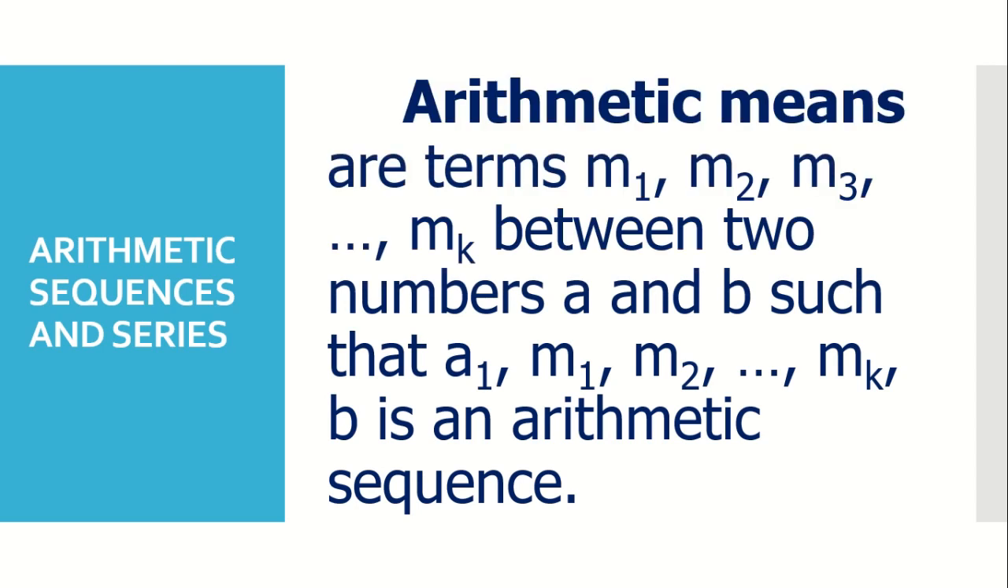Arithmetic means. Arithmetic means are terms m sub 1, m sub 2, m sub 3, until m sub k between two numbers a and b such that a sub 1, m sub 1, m sub 2, until m sub k, where b is an arithmetic sequence.